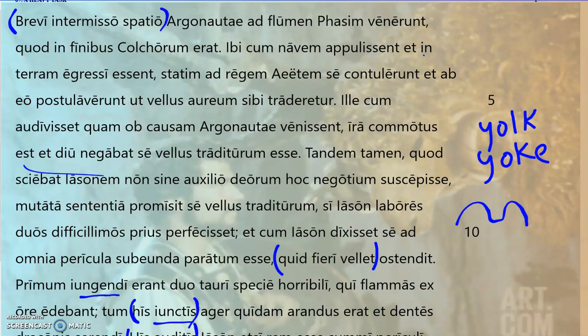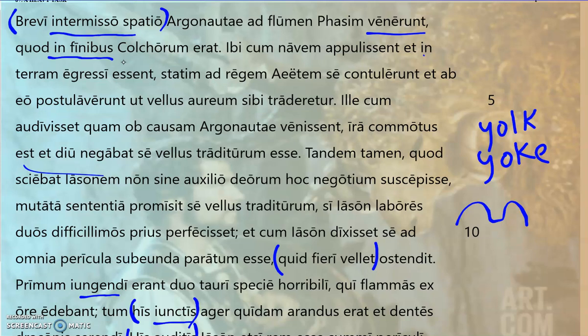This is 67. Again, we open with an ablative absolute: a brief span of time having been interrupted, something like that. After a brief space of time had been interrupted. And again, I say "had been" because we're in secondary sequence. Place where? In the boundaries of the Colloquians.